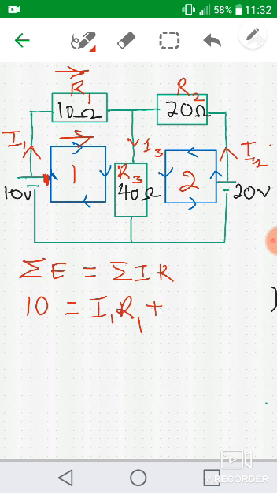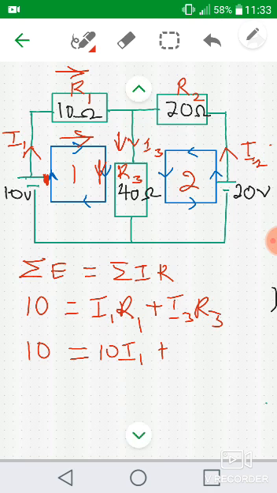Then plus, when we look at current passing through R3, current is downwards, and the loop is also downwards, same direction, meaning I3 is also positive. So it is I3 R3. So that is our second equation. We can substitute R1 as 10, I1 plus R3 as 40, I3. So this is the second equation.